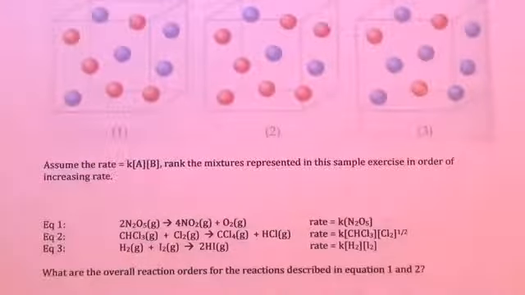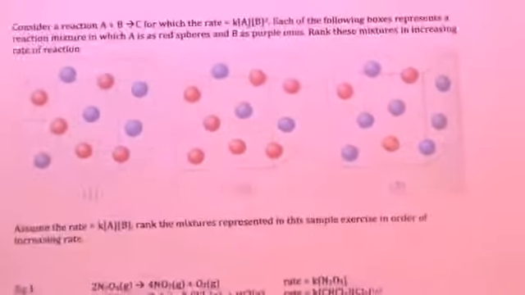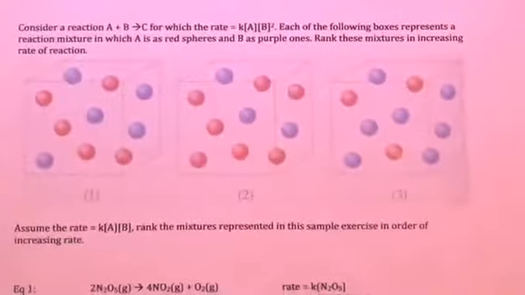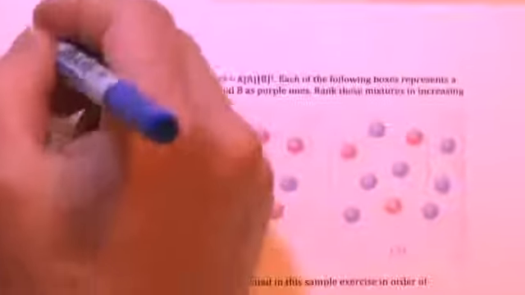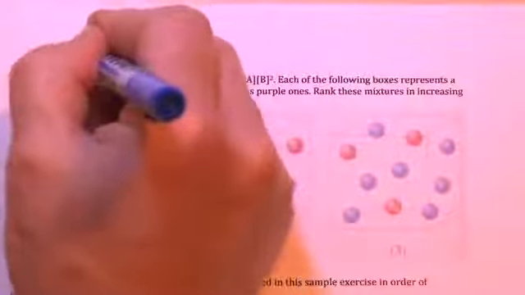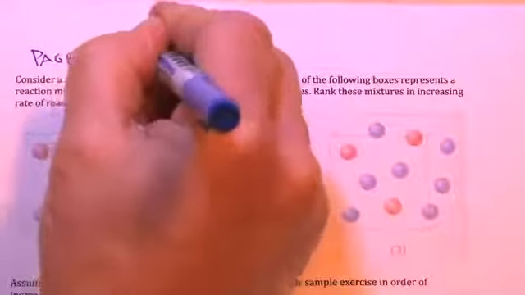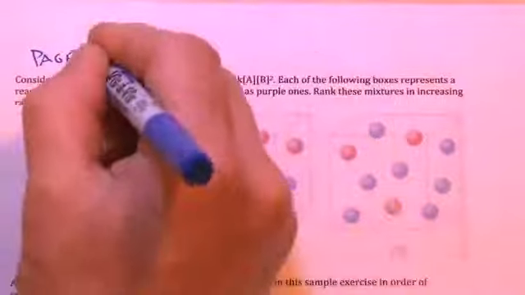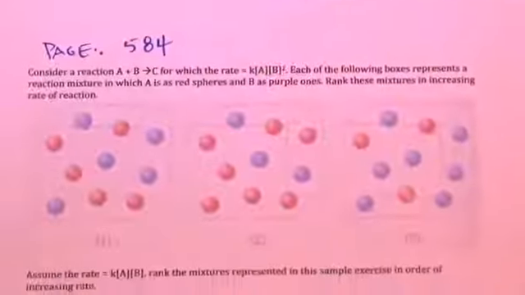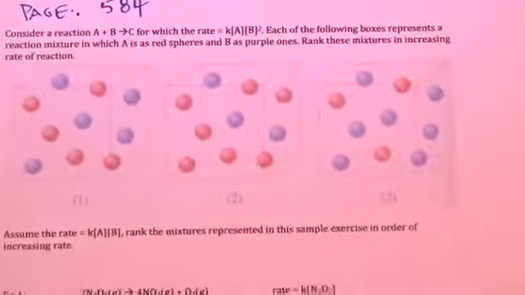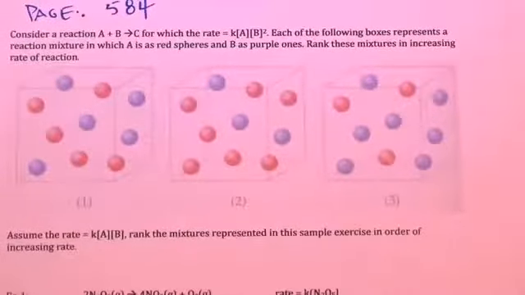On the next page, there's a nice colorful picture. Well, it's probably not colorful in your handout, but it is colorful on page number 584 if you have the 10th edition of the textbook. Or you can just look at my colors and you can write in what the colors are on your black and white version. It says, consider the reaction A plus B goes to C, for which the rate is equal to K times A to the first power, B to the second.